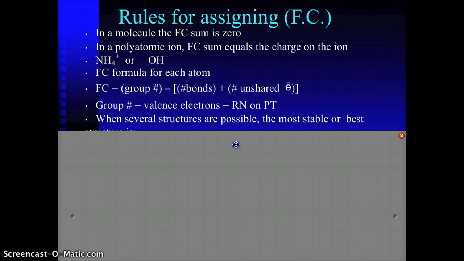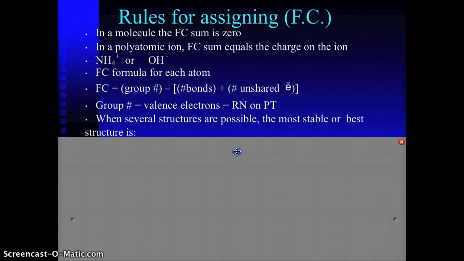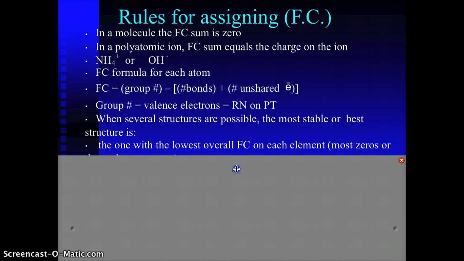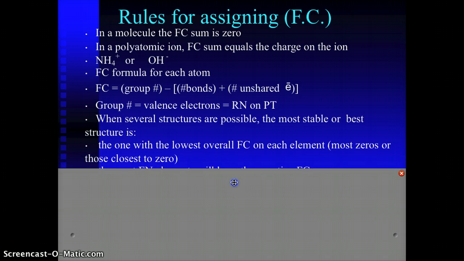Now, when this really comes in handy is when several structures are possible for one molecule. When that happens, the most stable or best structure is the one with the lowest overall formal charge on each element. So in other words, the most zeros or those closest to 0.